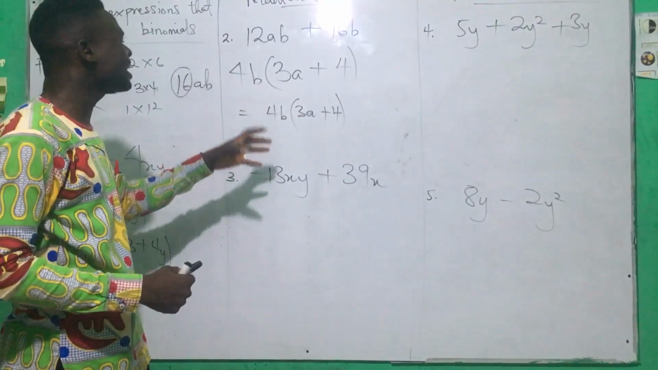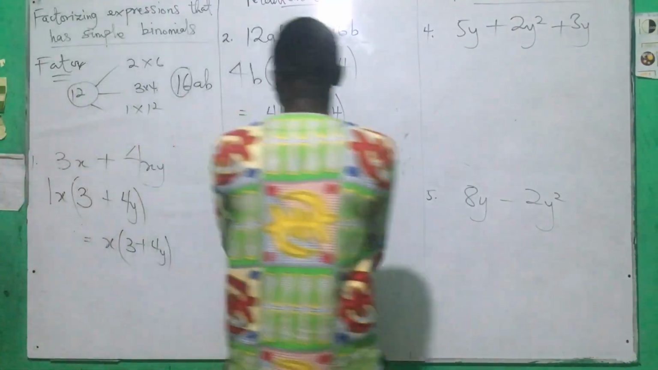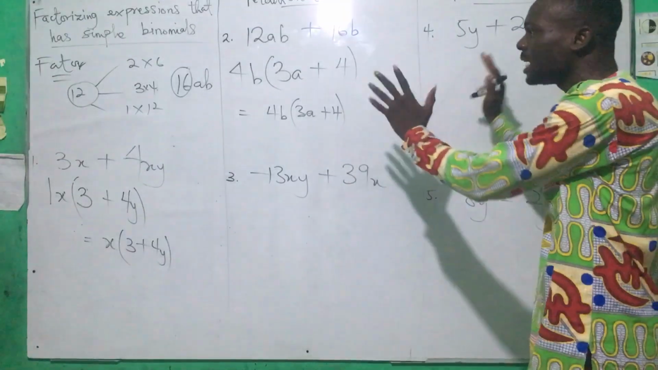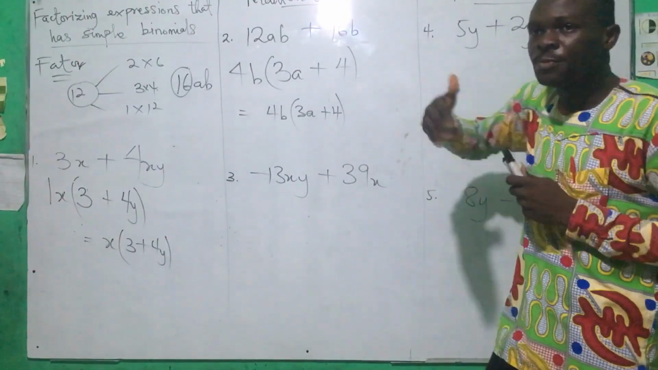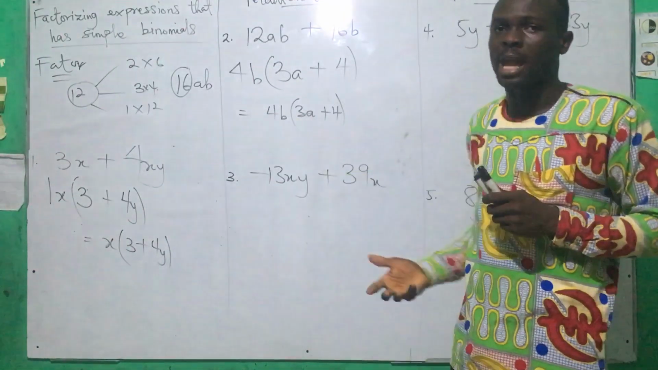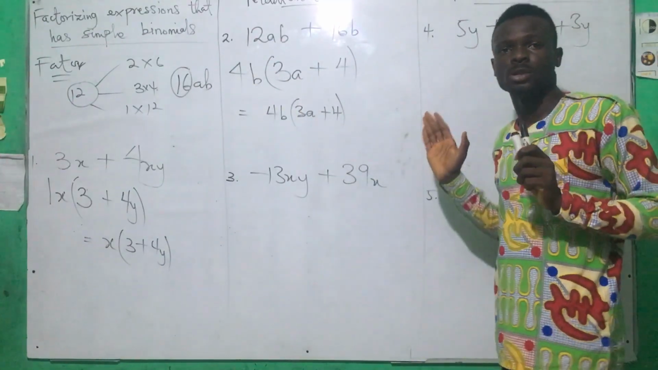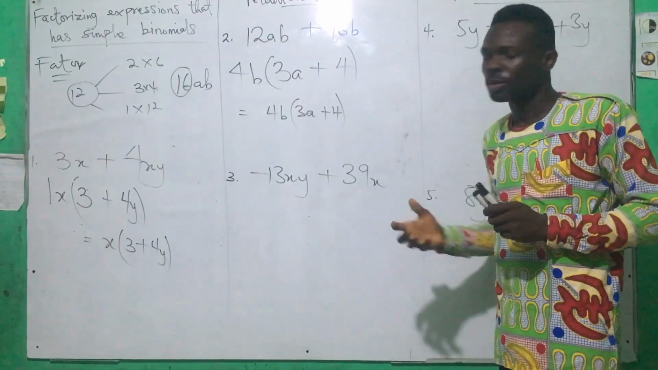So factorization is simply, we are looking at the simple binomials, which are only this. We have different terms, we have different types, but we are looking at only the simple binomials to factorize.